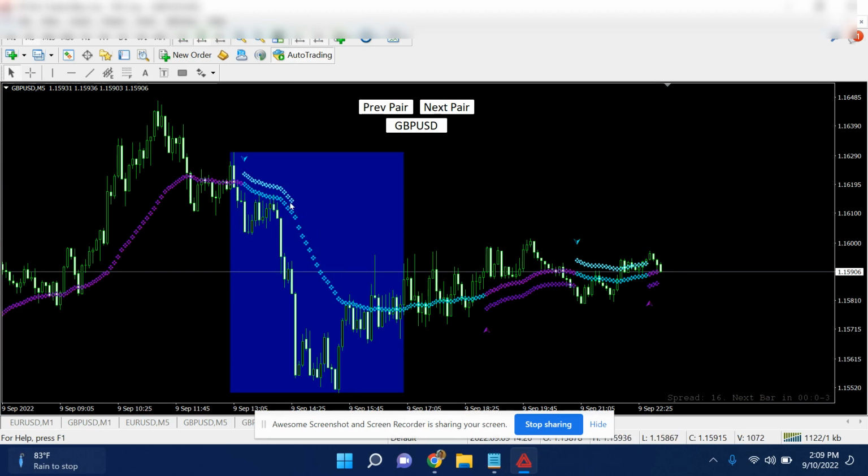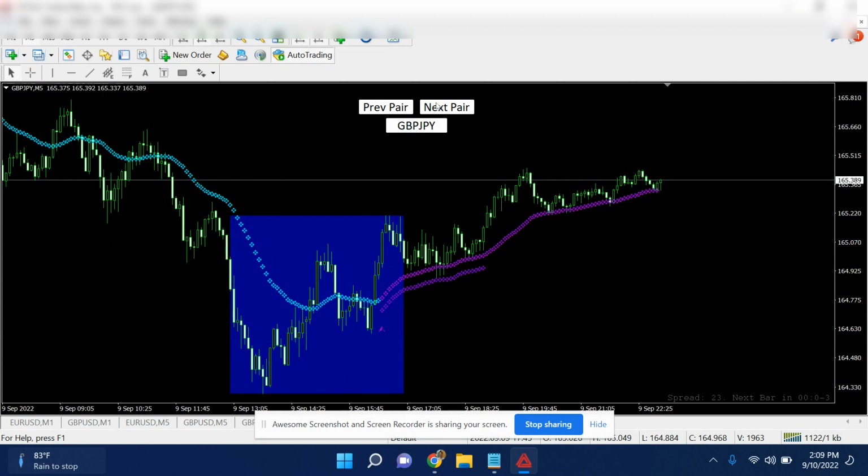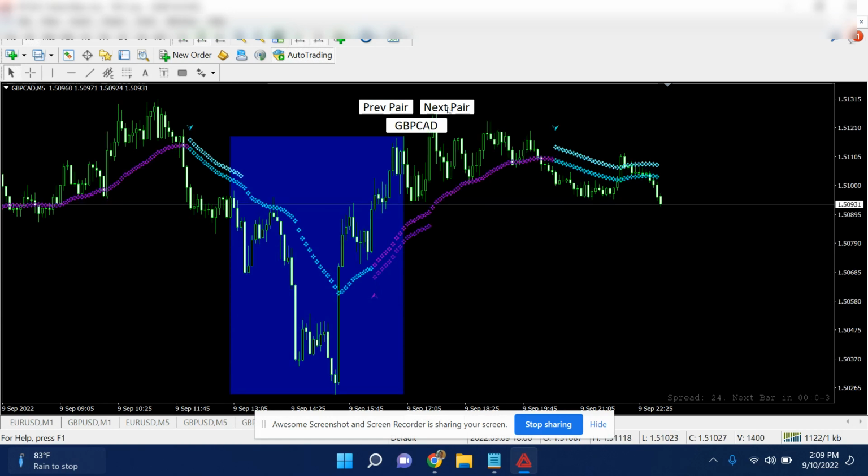Instead of trying to chase the same pair, just trade a different pair, right? So you can set a rule for yourself where you only take one trade per pair per day. And that way you don't ever get stuck in a choppy situation.